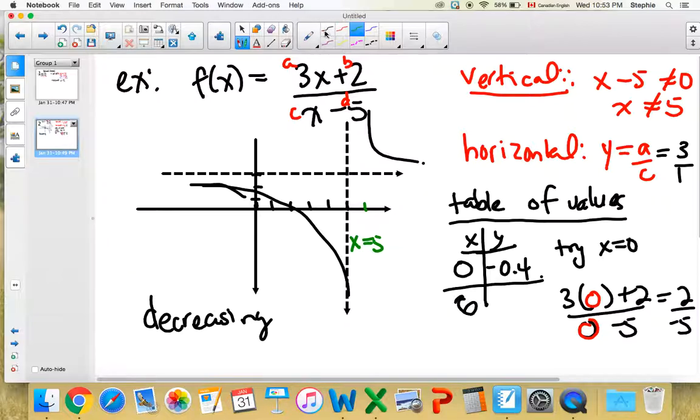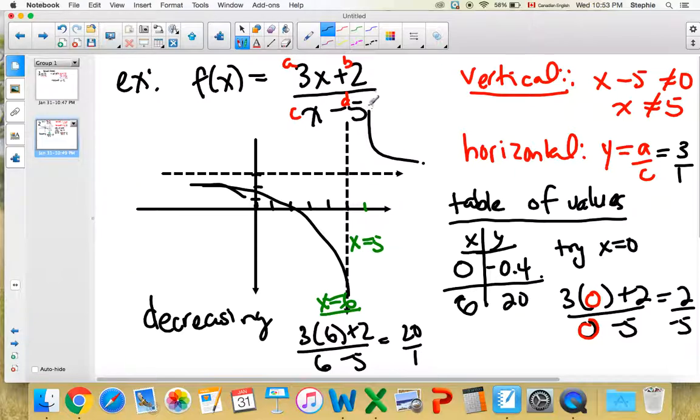So if x is equal to 6, let's just replace it. I'm going to go 3 times 6 plus 2 over 6 minus 5. Well, that's 18 plus 2 is 20 over 1. So yes, I do have a point, and so my drawing is correct. All in all, my graph is decreasing.